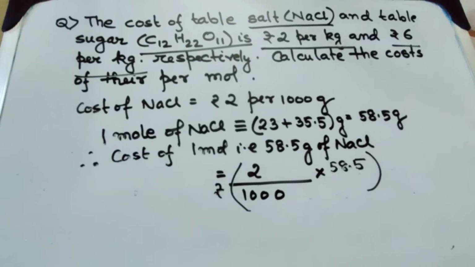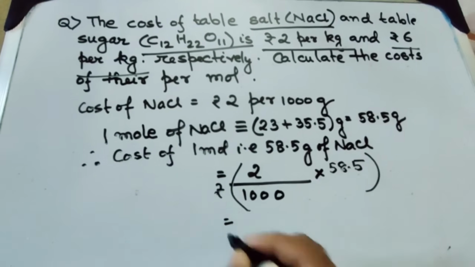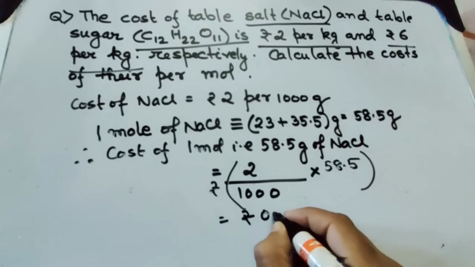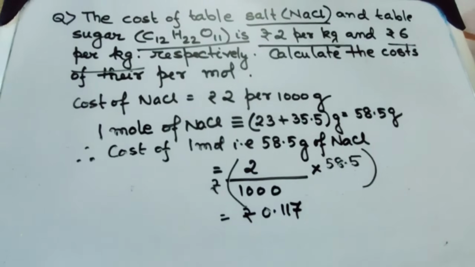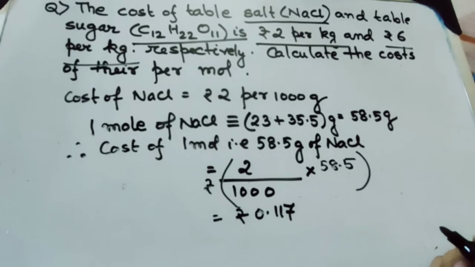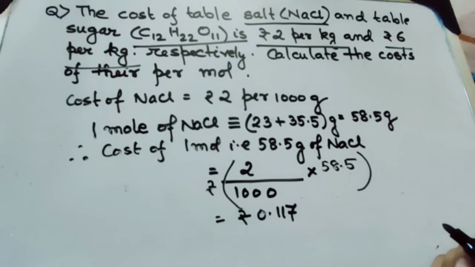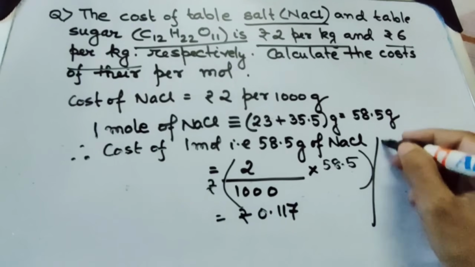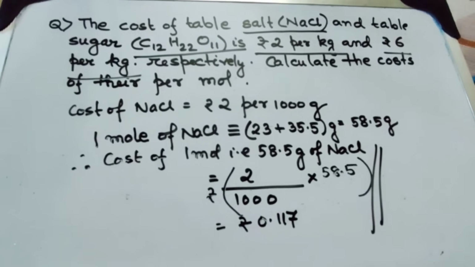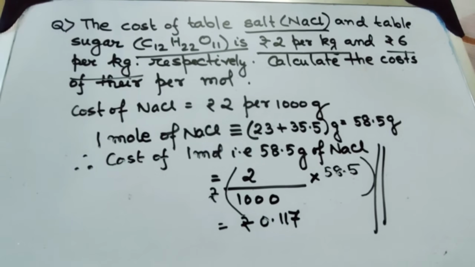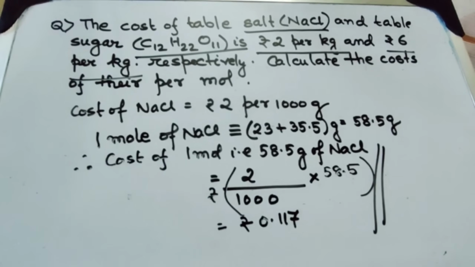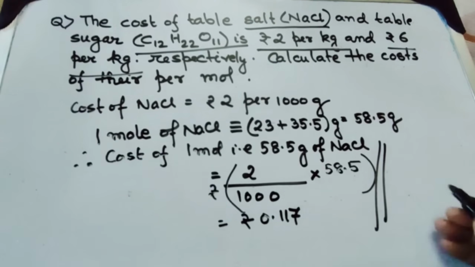If you calculate it, it comes out to be, by a calculator I have done it, but remember in the exam you have to do it manually only, 0.117. That is the cost of 1 mole of NaCl, equivalent to 58.5 gram of NaCl. Since I have solved for NaCl, I think you can solve it out for C12H22O11. For that you have to find out again what is the mass of 1 mole of C12H22O11.